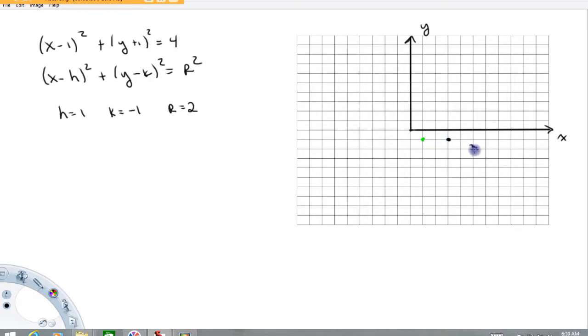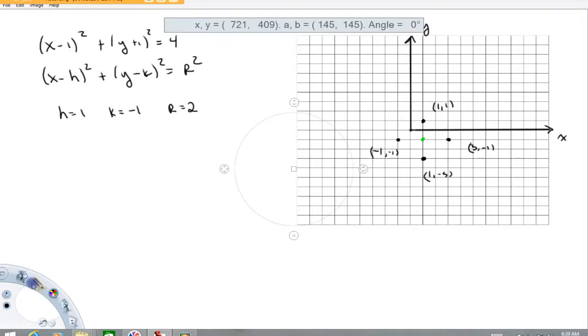That would be the point (3, negative 1). If I go 2 units down, 1, 2, there's another point on the graph. That's going to be (1, negative 3). If we go 2 units up, 1, 2, there's another point. That would be the point (1, 1). 2 units left, that's the point (negative 1, negative 1). That's pretty well enough. And now I'm going to go ahead and sketch the graph.